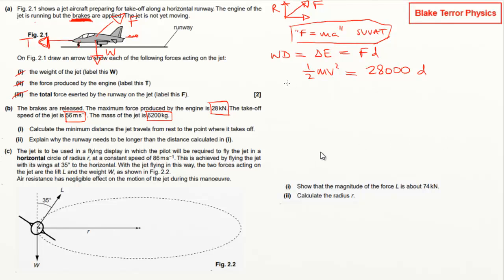So we've got a half times 6200 times 56 squared is equal to 28,000 D. I just think this is better physics. Right, let's keep away from the calculator, seeing as they've given us some nice numbers. So we take off a couple of zeros on either side. I'm going to halve one of the 56s to make a 28, which I can then cancel on this side to give a 10. So our D is going to be equal to 62 times 56 divided by 10.